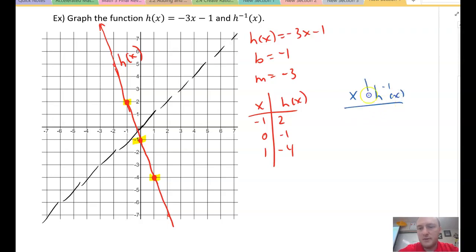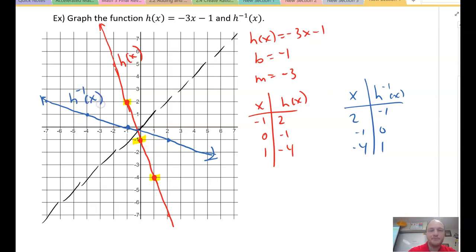Now I'll plot the other line, h inverse of x. I just switch them. So (2, negative 1), (negative 1, 0), and (negative 4, 1). And we plot them. Over 2, down 1; negative 1, 0; and negative 4, 1. And there is our straight line. It's going to be hard for me to draw, so something like this. And this is h inverse of x.